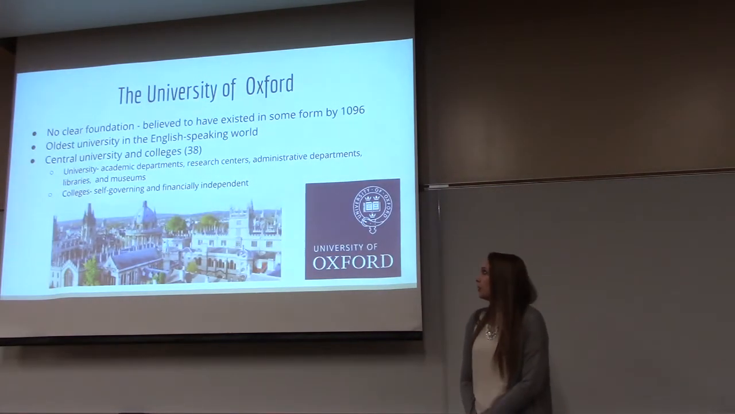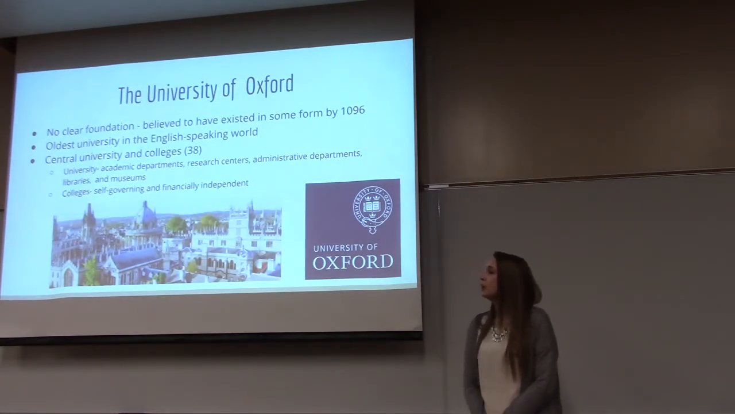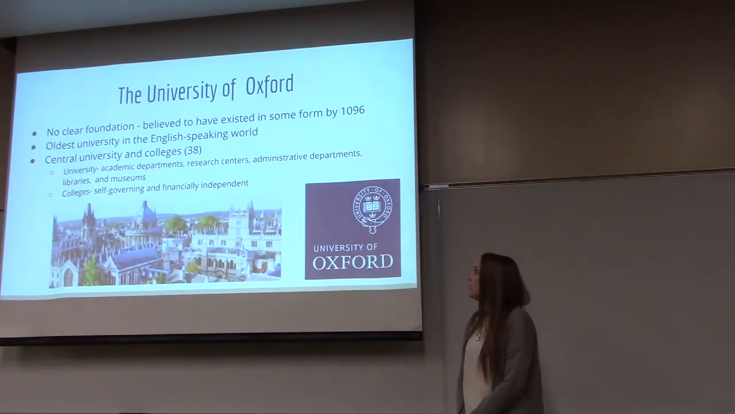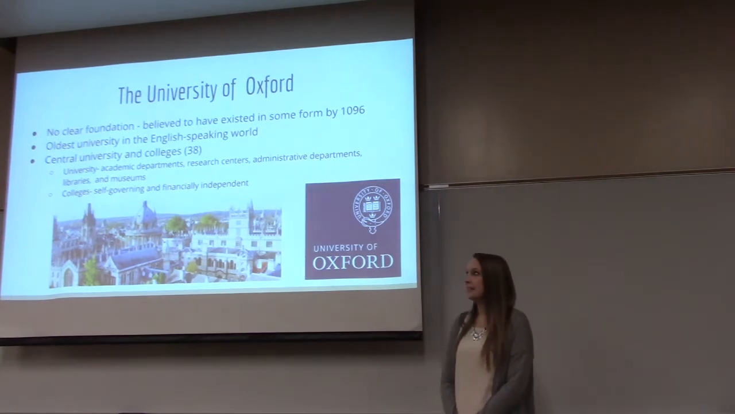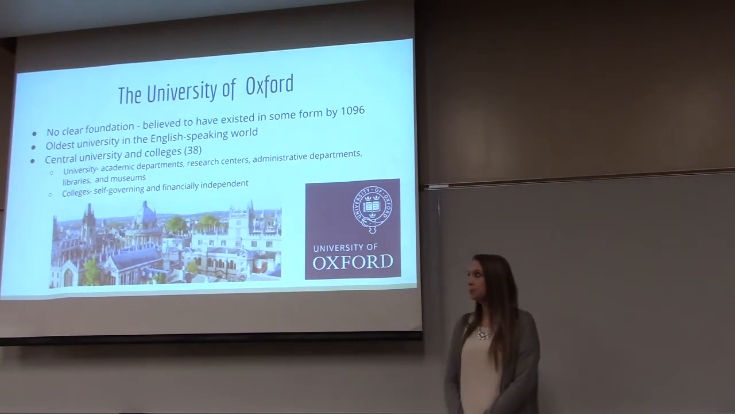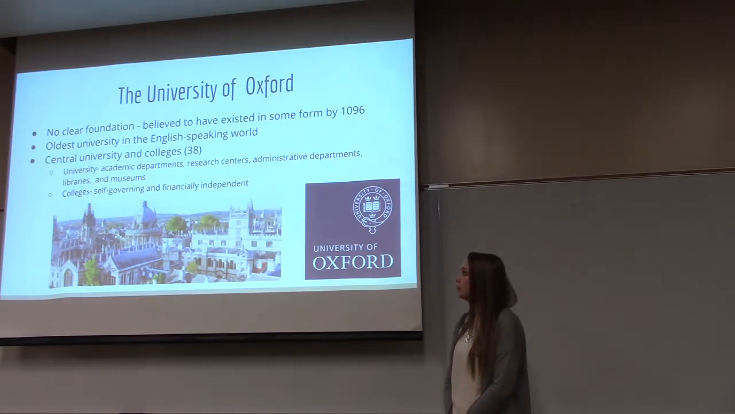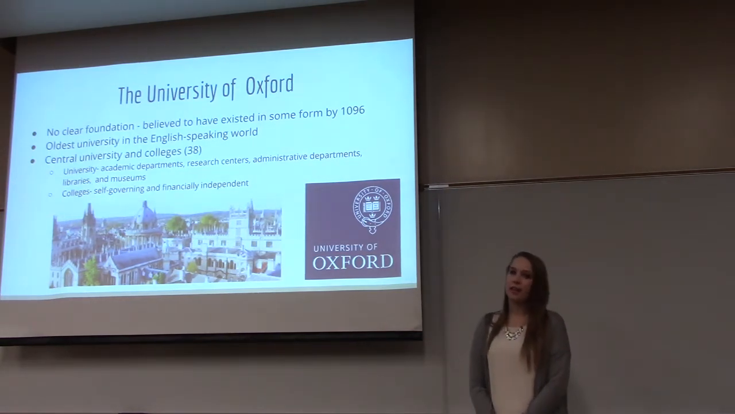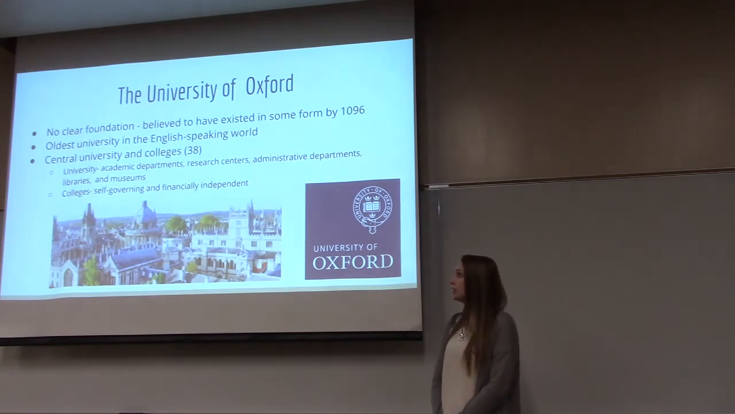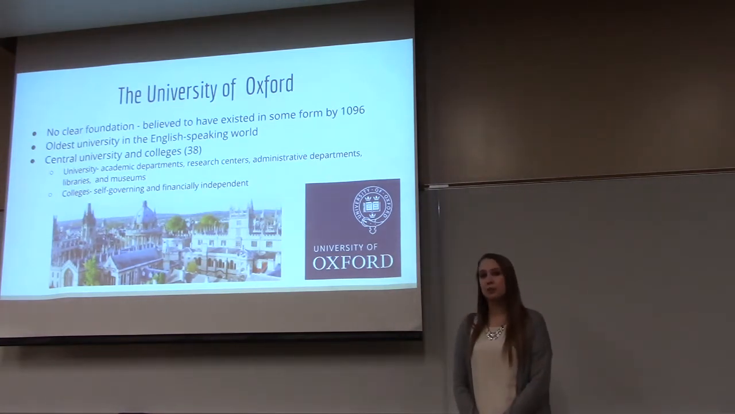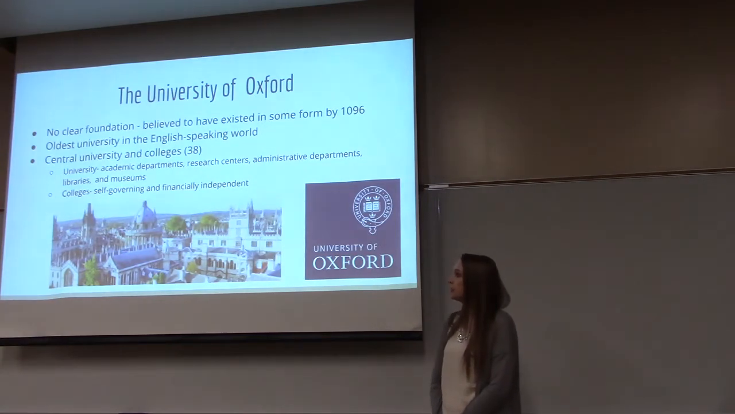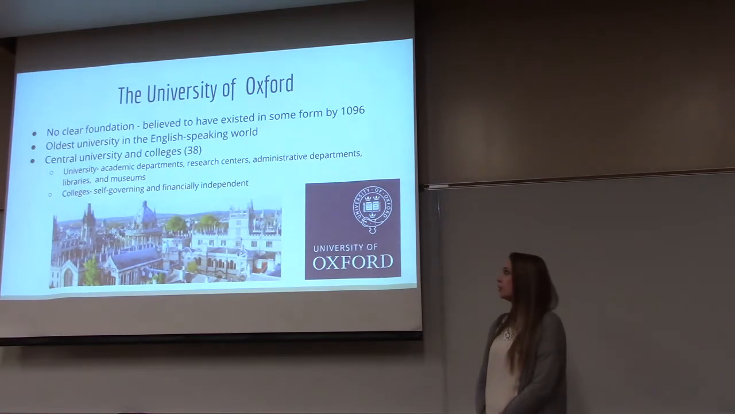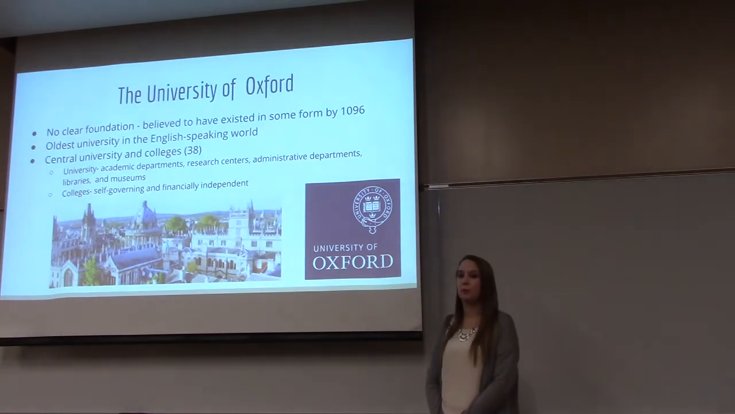So now I'm going to talk about the University of Oxford. There's no clear foundation date. It had existed in some form in 1096. It is the oldest university in the English-speaking world, and it is the central university, and like Cambridge, it has 30-plus colleges. The university has academic departments, research centers, administrative departments, and libraries and museums. Colleges are self-governing and financially independent from the university.